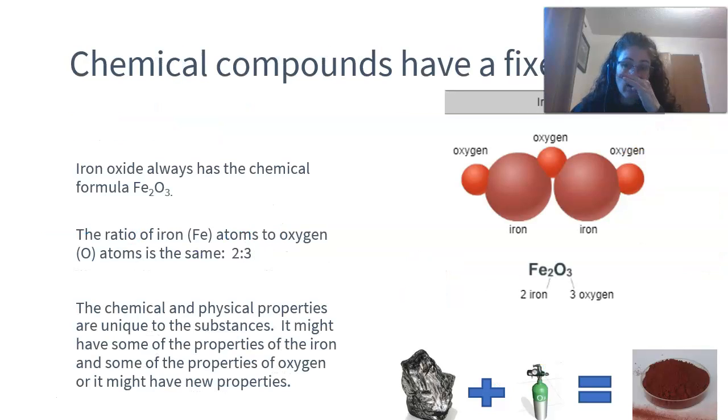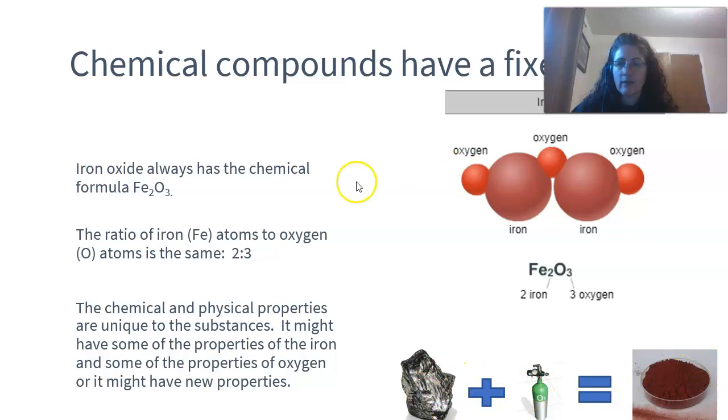These chemical compounds always come in a fixed ratio, meaning that if it's water, it will always have 2 hydrogen and 1 oxygen. If it is H2O2, that's something different. It's called hydrogen peroxide. So each composition has its own chemical formula, its own ratio of molecules, and the chemical and physical properties are unique. It might have some properties of each of them, but there's some uniqueness in there too.